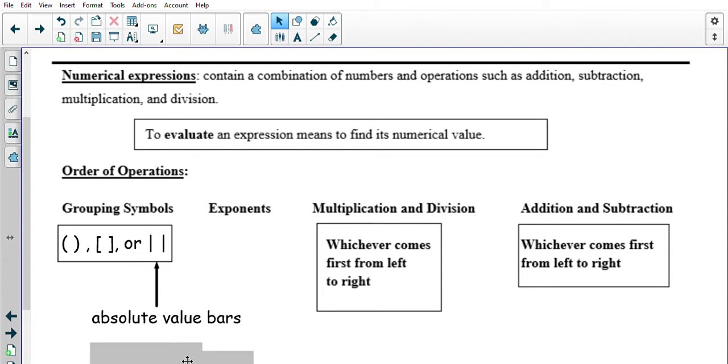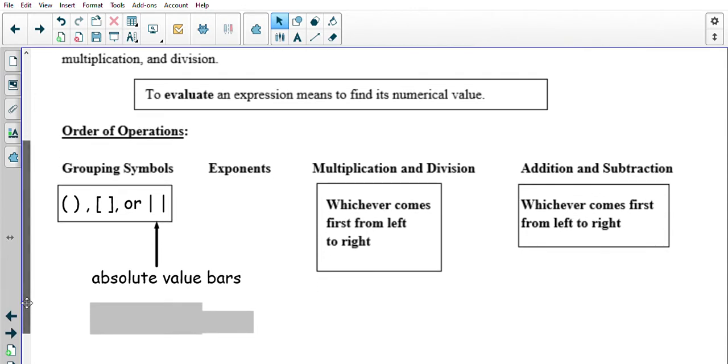Then I put multiplication and division together because you don't do multiplication before you do division. You do whichever comes first from left to right. If that's multiplication, then you do multiplication. If that's division, then you want to do division first. And then addition and subtraction are also grouped, and you want to do whichever comes first from left to right. Very important things. Again, you can think of PEMDAS, please excuse my dear Aunt Sally, but keep in mind that that P parentheses includes more than just parentheses. Multiplication and division go together, as do addition and subtraction.